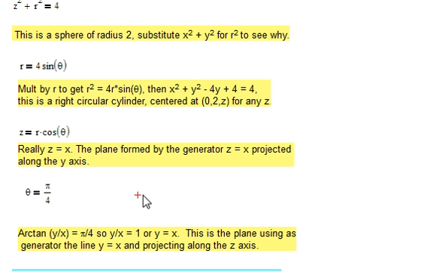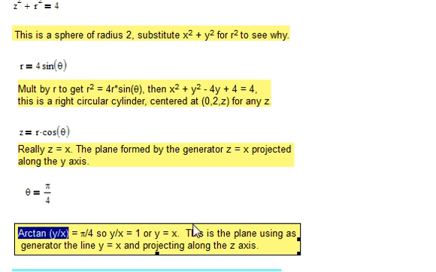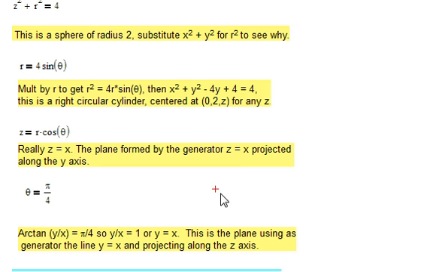So maybe easier would be to say, well, listen, this says the inverse tangent of y over x equals pi over 4, so if we took the tangent of both sides, we'd have y over x equals 1, or just y equals x. But remember, that's projected along the z-axis, so this is the plane using as a generator y equals x and projecting along the z-axis. So this is actually a plane. Get it? Yes. Great.